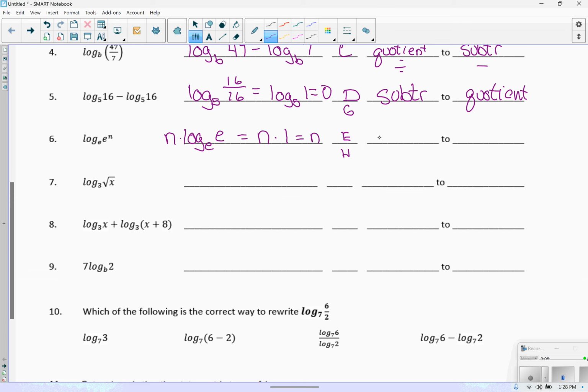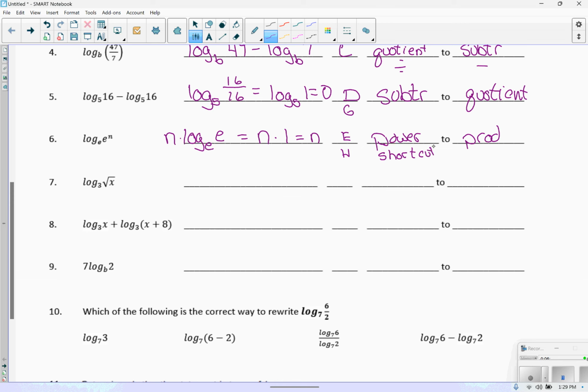So we had power to product, oops, that's not how you spell power. Got those letters all backwards. Power to product. And then we'll just call this one a shortcut. Or base n, I guess that's the easiest way to say it. It's just one of our shortcut rules.